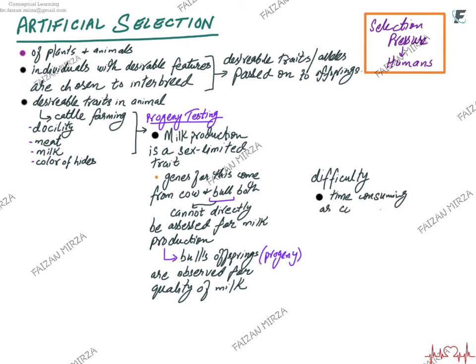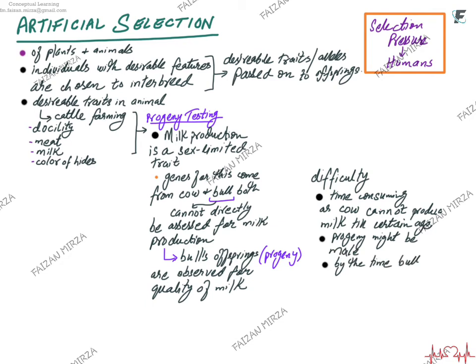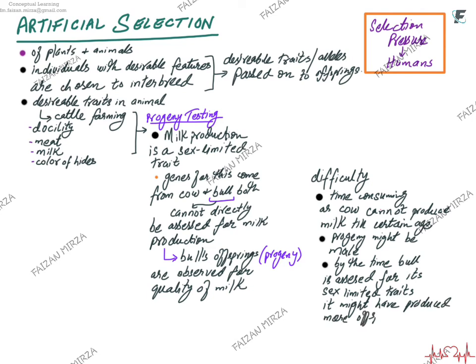Why? Because number one, it's time consuming, as the cows cannot produce milk till a certain age, so they have to grow to that age. Another reason is that the progeny might be male, so it may grow up to become male, just like the father bull. And by the time the bull is assessed for its sex limited trait, the bull would have reproduced and would have many offspring by then. So this is actually a challenge for artificial selection, which is being carried out in cattle farming.